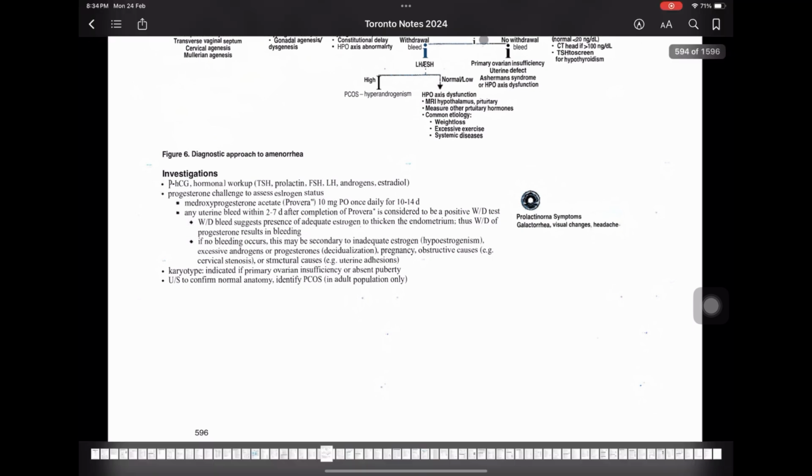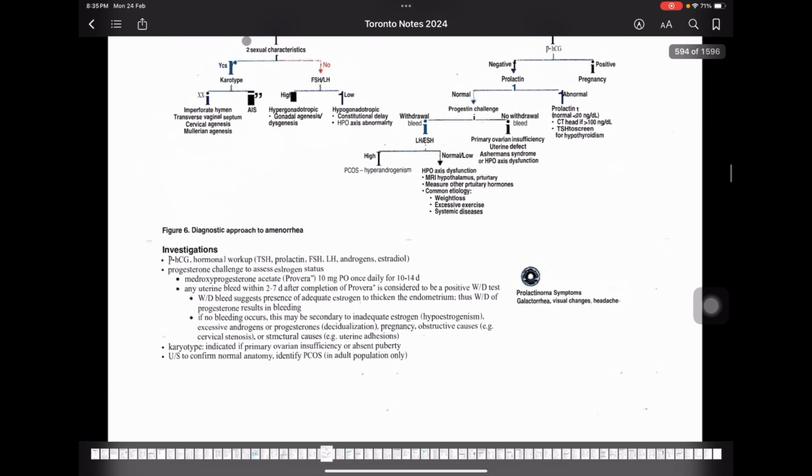So if even after withdrawing the progesterone there is no bleeding, then there's some kind of structural defect or hypoestrogenism, or there could be excess androgen, pregnancy, or obstructive causes like cervical stenosis, and structural defects like uterine adhesions. Karyotyping is indicated if there is primary ovarian insufficiency or absence of puberty. Ultrasound confirms the normal anatomy and identifies PCOS in the adult population only.